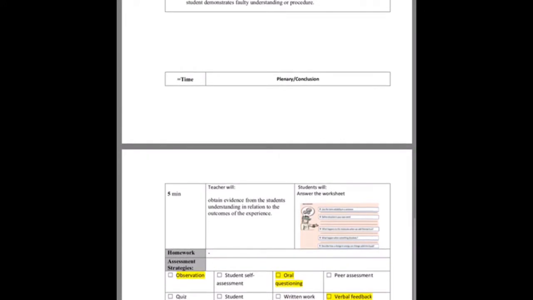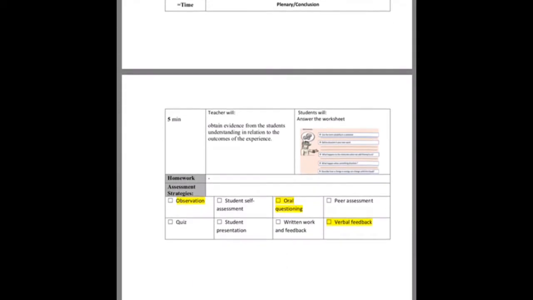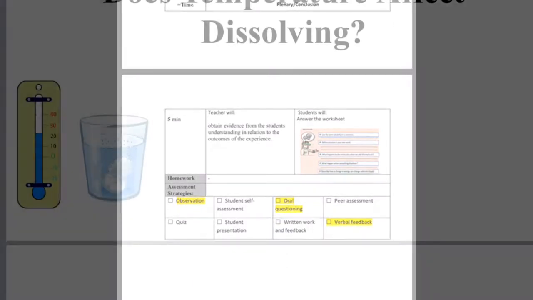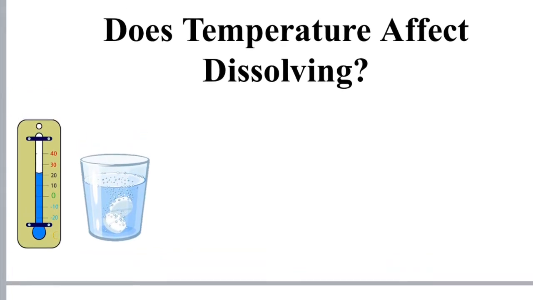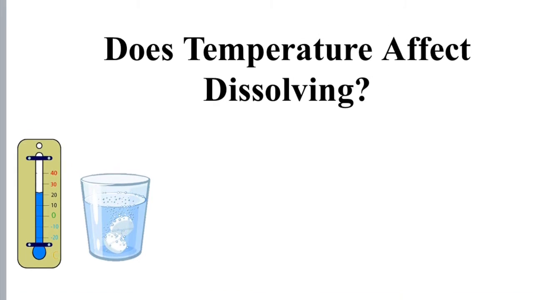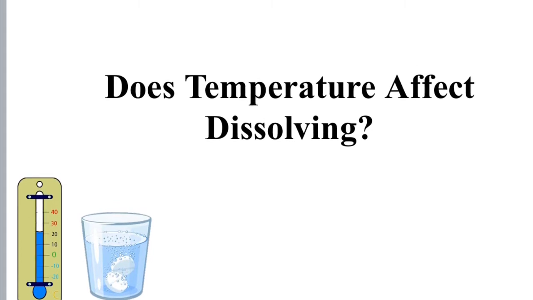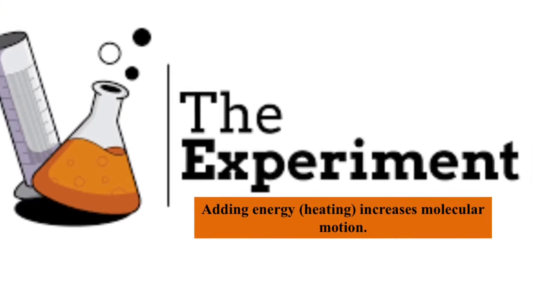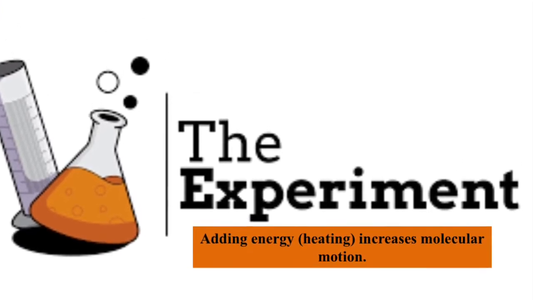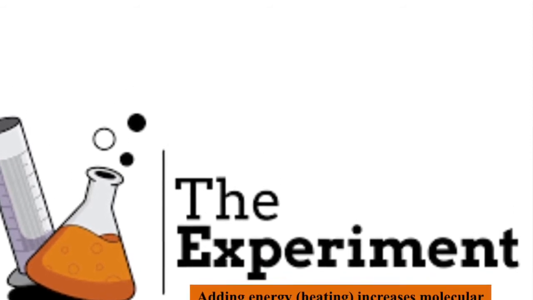I created this lesson by myself, and I'm gonna show you how I can apply it in real life. As it said in the task description, it's a full scientific investigation. So what is the big idea? I created this problem statement: does temperature affect dissolving? How and why? Let's go deeper. My experiment focused on how adding energy, or heating, increases molecular motion. Let's imagine it's a new lesson.